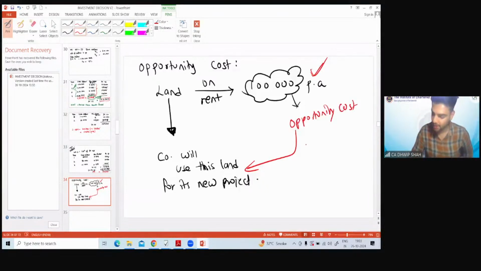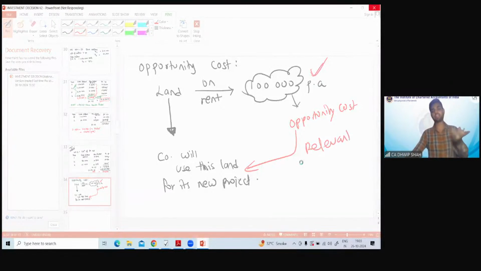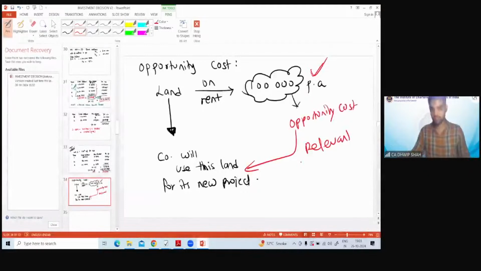So this opportunity cost is relevant for the project, and we need to take it as cash outflow. Opportunity cost is always an outflow. Yes, that earnings will be an inflow, but company has lost this opportunity of 1 lakh. Yes or no? So for company, this is a cost. This is opportunity lost cost. That will be an outflow to the company. Understood?